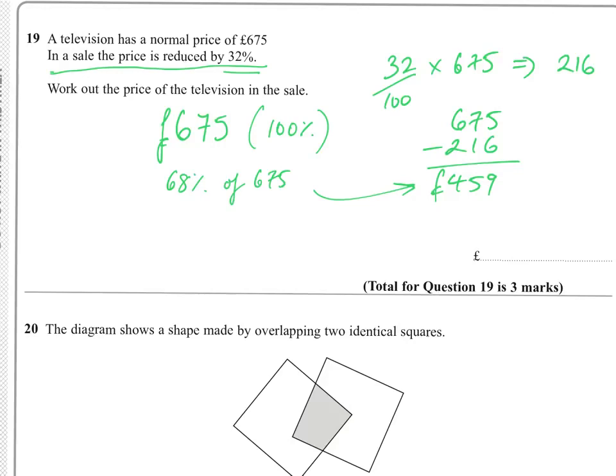Well, let's try and see. So let's do 0.68 times 675. And yes, we get £459. So I suggest that you look into percentages, look at some other exam papers that I've done or other people, and just get really used to seeing quick ways of doing these questions. As long as you show your working, you're going to get all the marks.